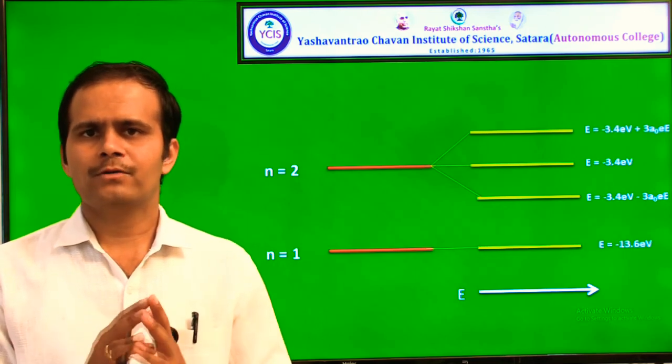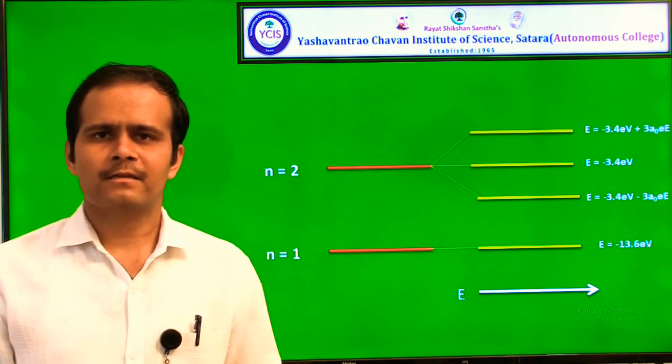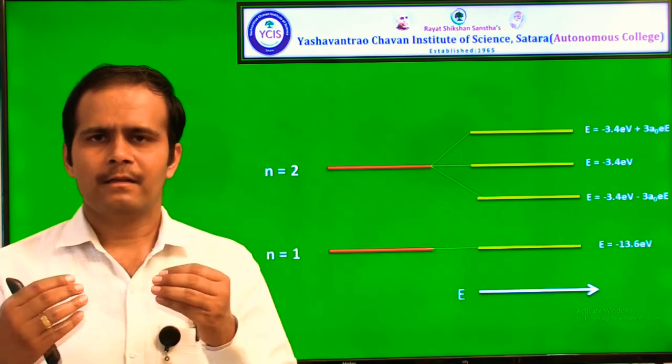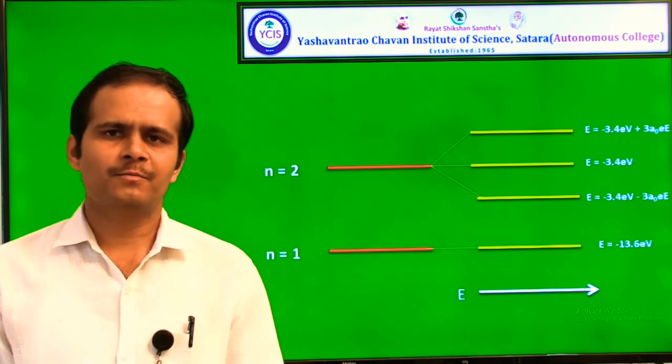This is the story of the Stark effect, why we observe the Stark effect. When an electric field is applied to an atom, there is a splitting of spectral lines.